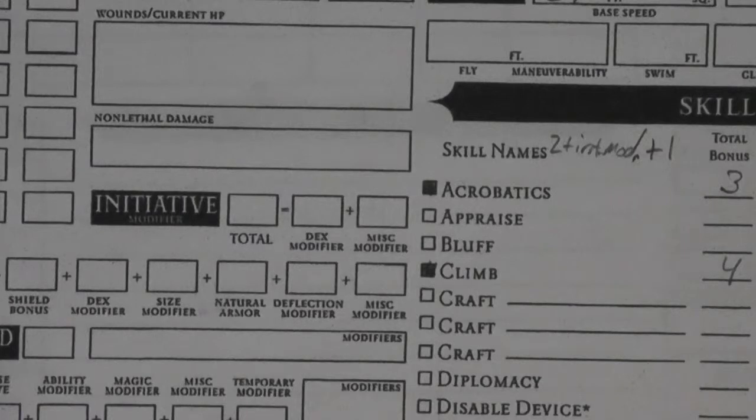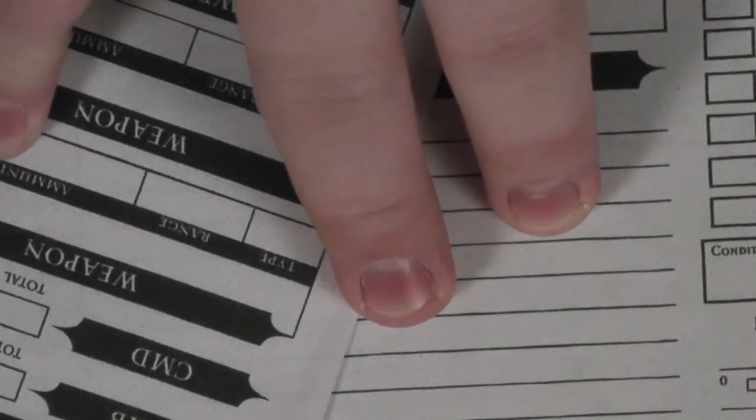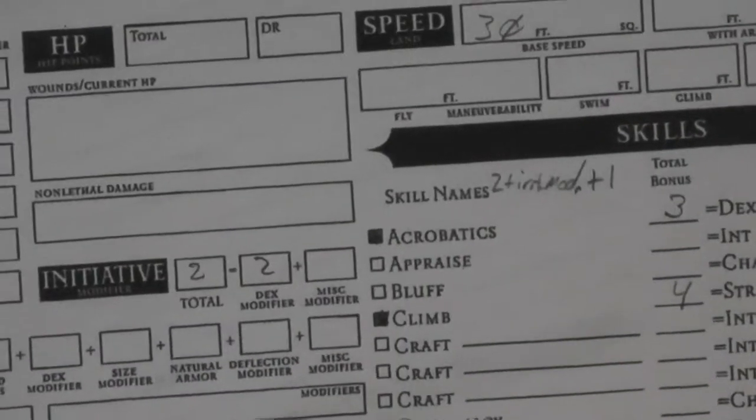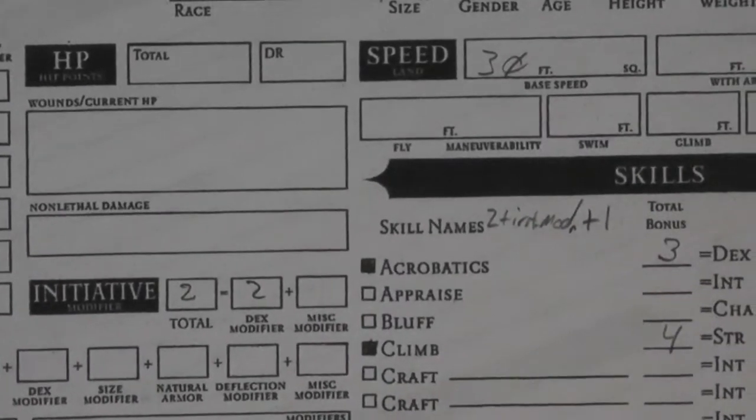So my dexterity modifier right now is +2, and I can't write upside down, sorry. So +2, and I don't believe I have any miscellaneous modifiers right now. So my total initiative bonus is 2. So that's initiative, and that's pretty simple, and we'll move on to feats.